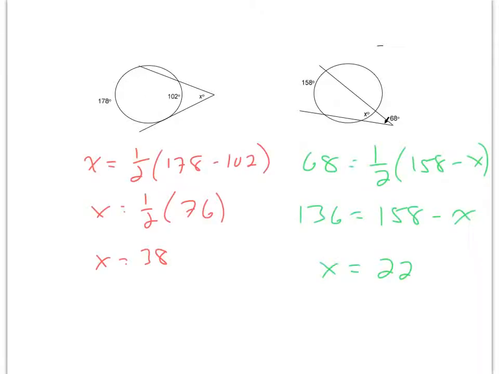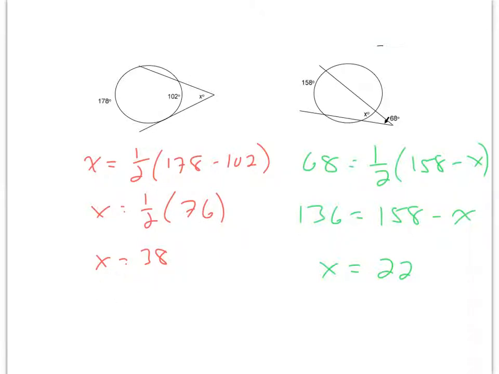Okay, for the first one, I got x equals 38. That was the measure of my tangent secant angle. So the measure of my angle is going to equal 1/2 the difference of the arcs, 178 minus 102 is 76. Half of 76 is my 38.